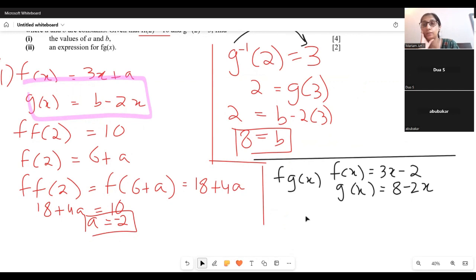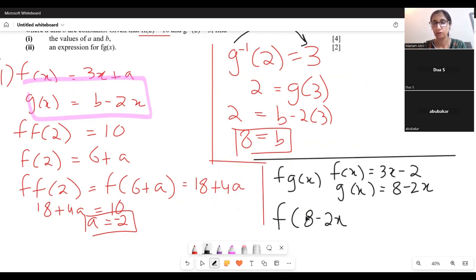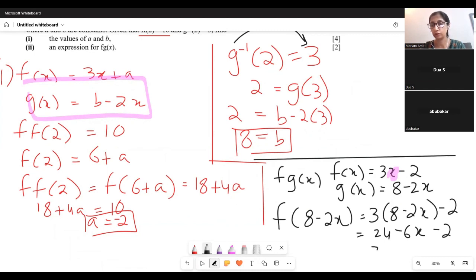I'm not sure. Can you tell me the intermediate step that you've missed? Inserting g, 8 minus 2x, into the x of fx. Yes, this is actually f bracket gx, where gx is 8 minus 2x. So here you're going to substitute 8 minus 2x: 3 times (8 minus 2x) minus 2. So that's 24 minus 6x minus 2. So that's 22 minus 6x. That is fg or fgx.